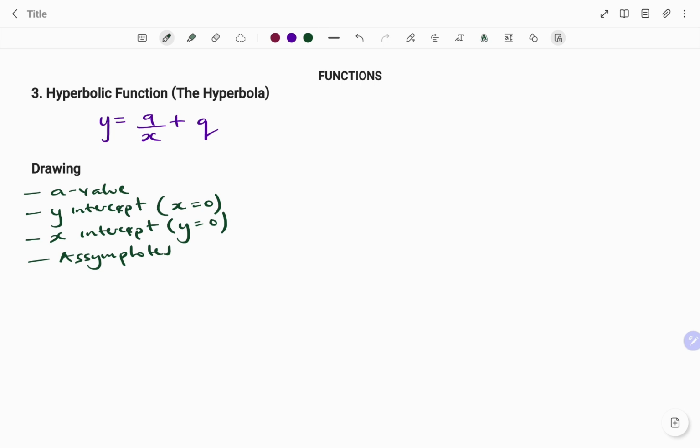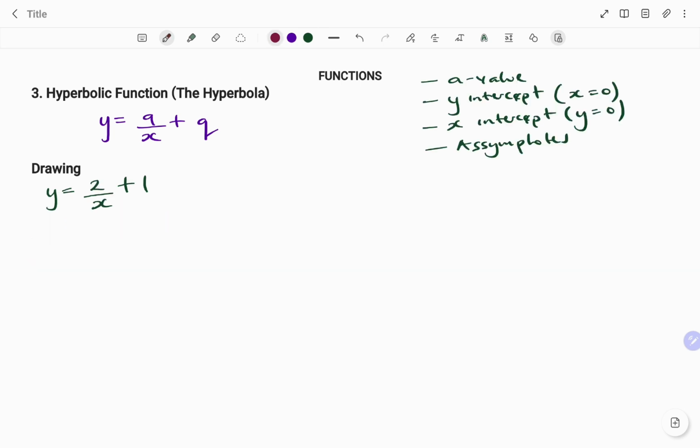Let's look at an example. If you had to find or draw y equals 2 over x plus 1, I'm going to start with my vertical asymptote, because the value of x cannot be 0. We have x equals 0.